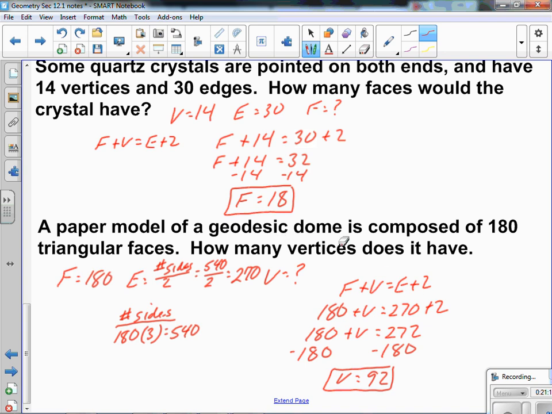And a geodesic dome, it's kind of like at Epcot Center at Disney World. You've seen the big white globe thing they have out there in the middle. And so it probably has more than 92 vertices. All right, so that completes the note.